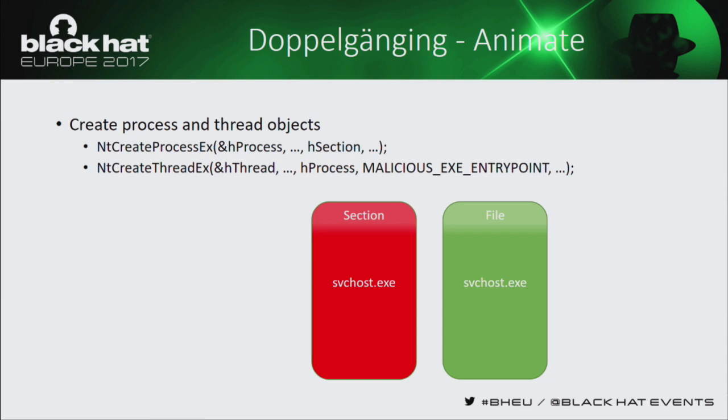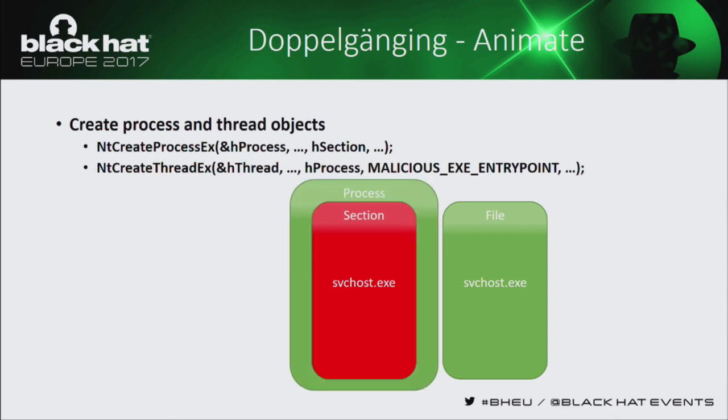Now, we move on to step number four, animate. Using the details we found out before from examining the Windows process loader, we can call the NtCreateProcessEx routine that was used in Windows XP to create a process from the section that we created. And so once we do that, we now have a green process, a nice clean looking process, that's hosting our malicious section.